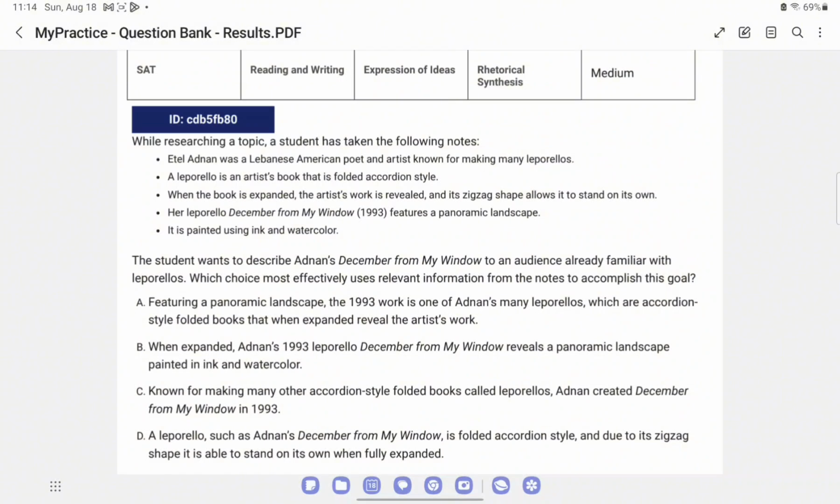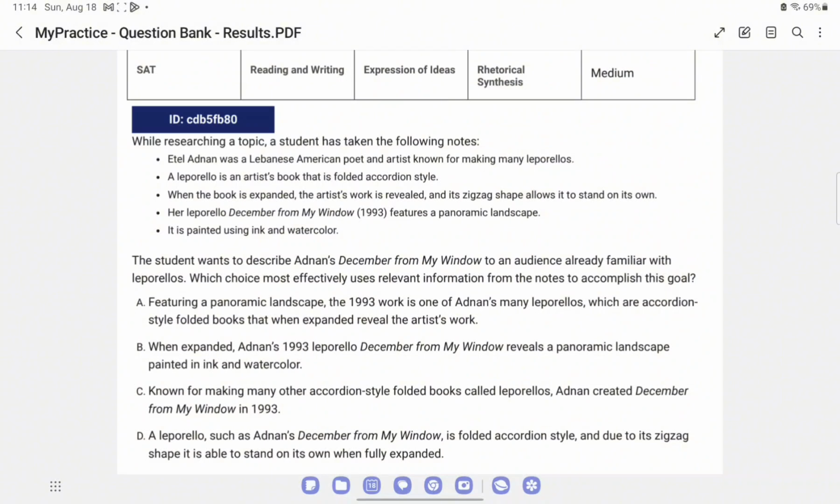Okay, so it was describe Adnan's December from my window. Okay, so A, featuring a panoramic landscape, the 1933 is one of Adnan's many leporellos, which are accordion style. Okay, so now it's describing leporellos. We don't need to know what leporellos are. This is for an audience that's already familiar with leporellos.